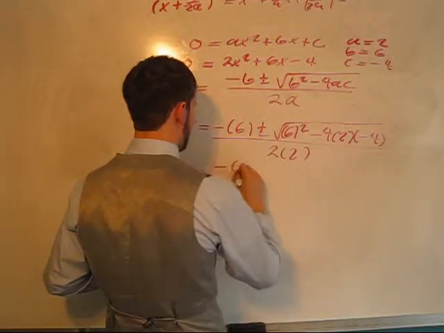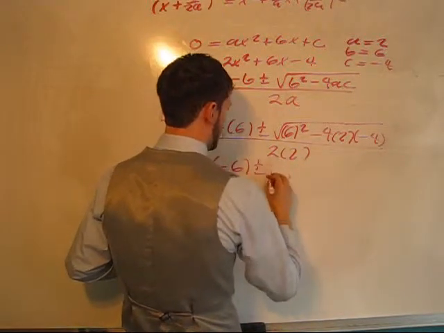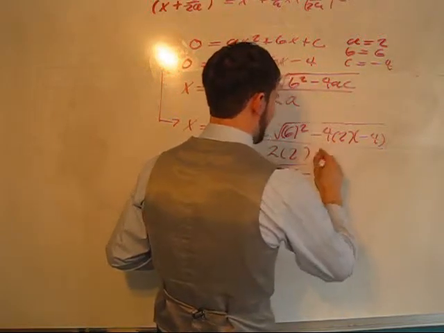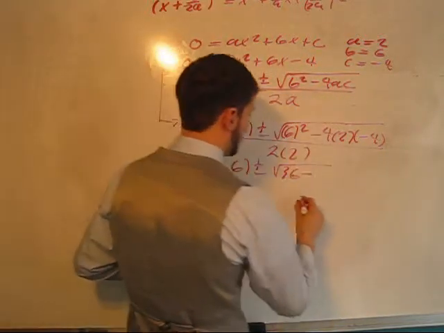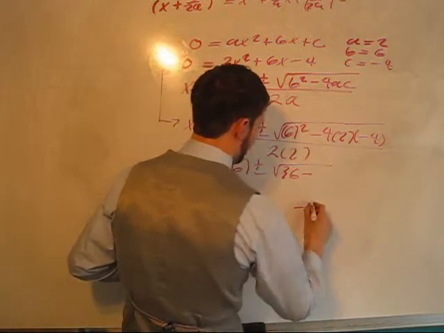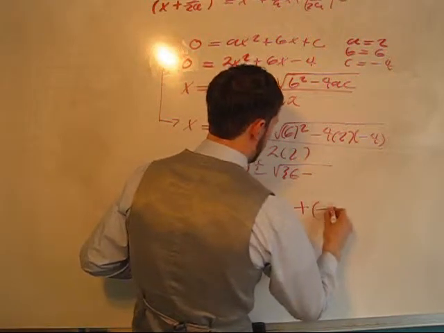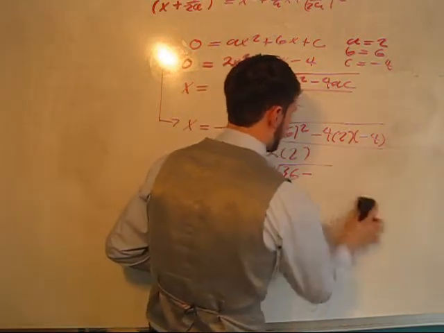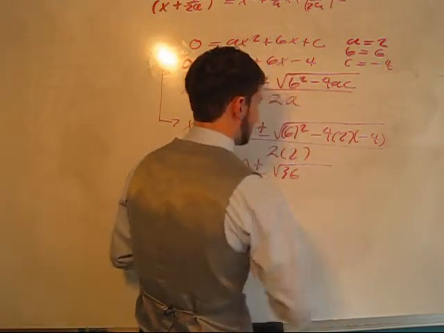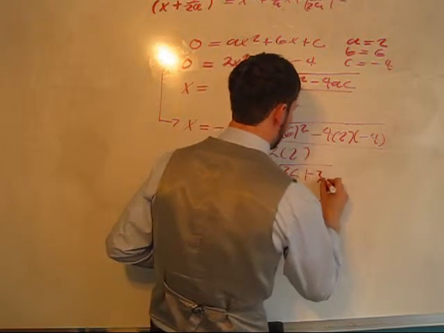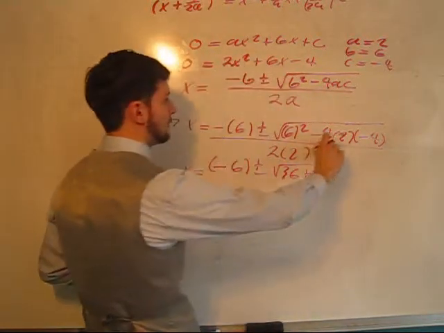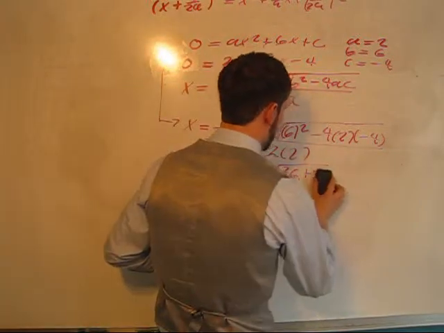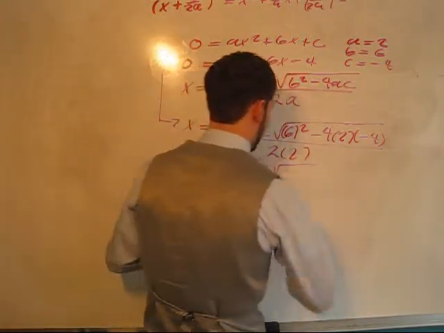So x is equal to the opposite of 6 plus or minus the square root. 6 squared is 36, and here we have a minus 4, but we could also interpret this as plus the opposite of 4. And as such, the opposite of 4 times the opposite of 4 is a positive 16, and 16 times 2 is, I'm sorry, 32, and this is 36 plus 32. 36 plus 32 is 68, so this simplifies to 68.